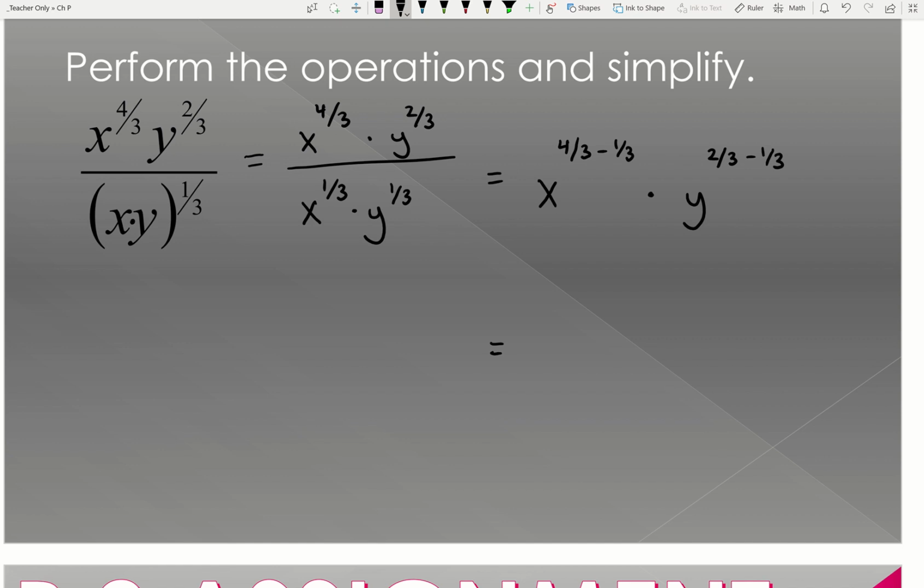Well, 4/3 minus 1/3, that's just going to give you 3/3. X to the power of 3/3. And this is going to be 2/3 minus 1/3. That's just going to give you 1/3. And the whole idea here is that you've got 3/3 as your exponent on that. That, of course, is just 1. So we can just go ahead and write that as a single copy of x times y to the 1/3 power. And that'll do it for this set of notes.